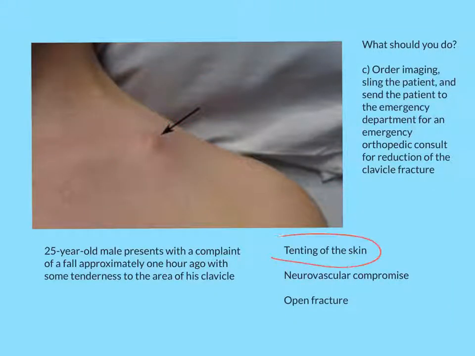The first is tenting of the skin, which for obvious reasons we've talked about, and the reason is that tenting of the skin will cause a necrosis of the skin, which will then cause the skin to break down, which will then convert this from a closed to an open fracture, which is generally a bad idea.